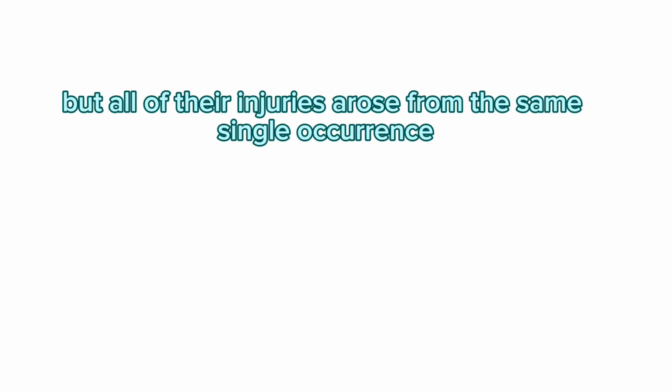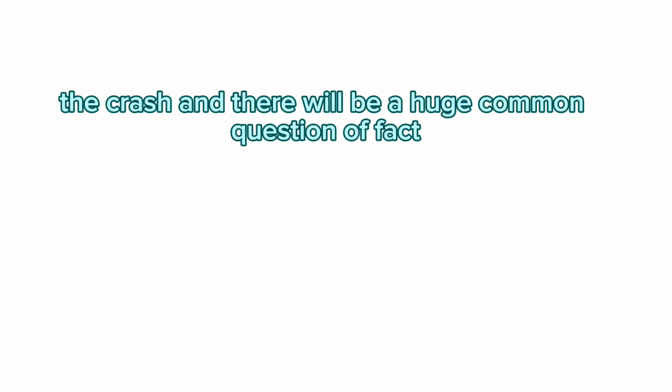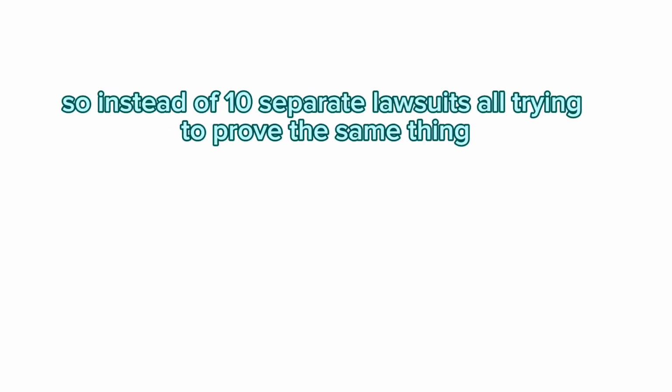Let's apply that to a really clear example, a bus crash. Perfect. A city bus crashes, 10 passengers are injured. Now, each passenger has a separate injury. One has a broken leg, one has whiplash, another has a concussion. Those are individual damages. Right. But all of their injuries arose from the same single occurrence, the crash. And there will be a huge common question of fact. Was the bus driver negligent? So instead of 10 separate lawsuits, all trying to prove the same thing, all 10 passengers can join together as plaintiffs in one big lawsuit against the bus company.